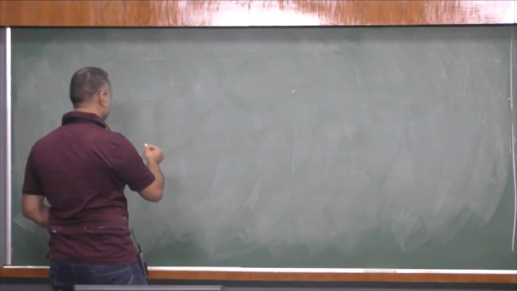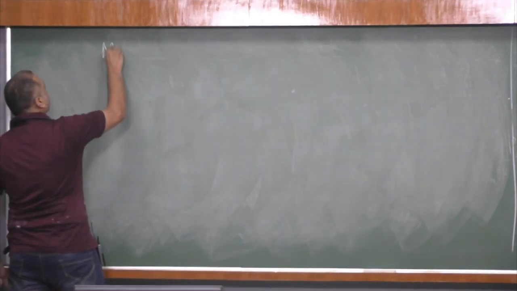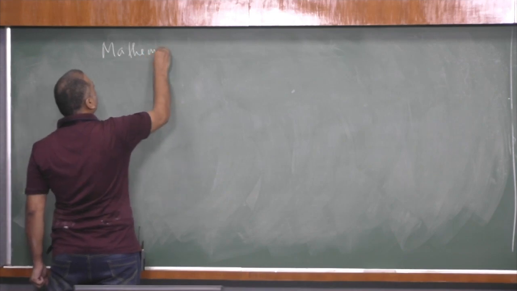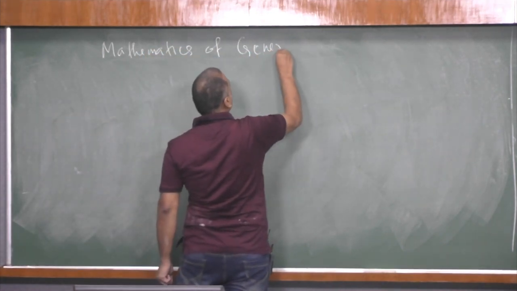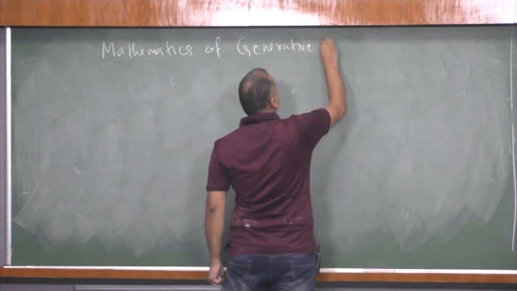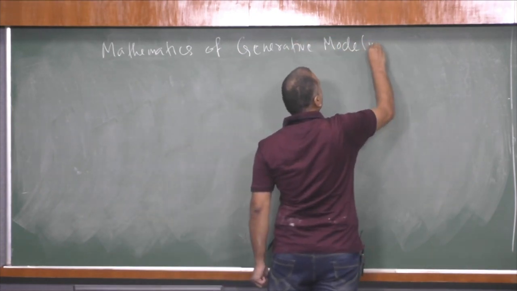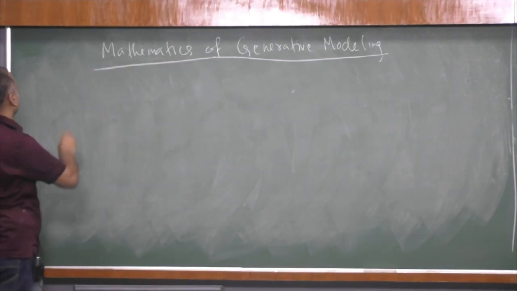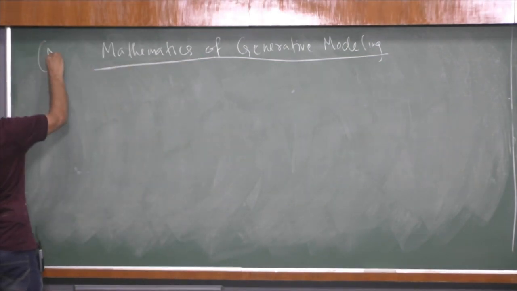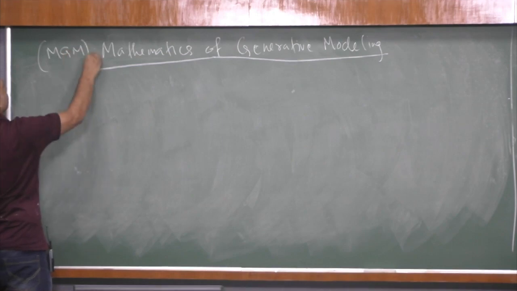So this course is mathematics of generative modeling. Okay. So let's say this is a new course. Let's say we call it MGM. Okay, in short.